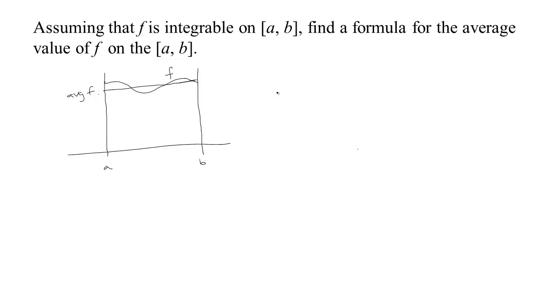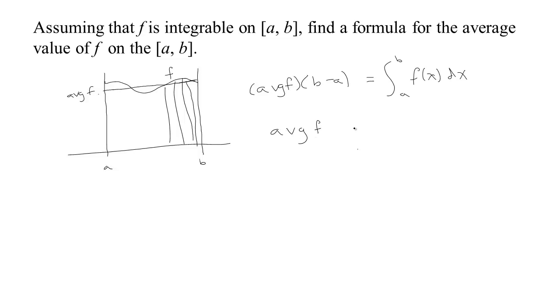If we use the average value, since that's a rectangle, the area will be the average value of f times the length of the interval, which is b minus a. On the other hand, we could find the area underneath this curve by slicing it up really finely and taking f of x times the width of each slice and summing those all up from the first to the last. And this actually gives us an equation that we can solve to find the average value of a function f. It would be 1 over b minus a times the integral from a to b of f of x dx. So that's how we find the average value.